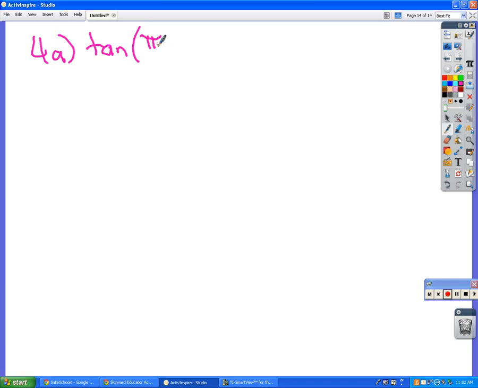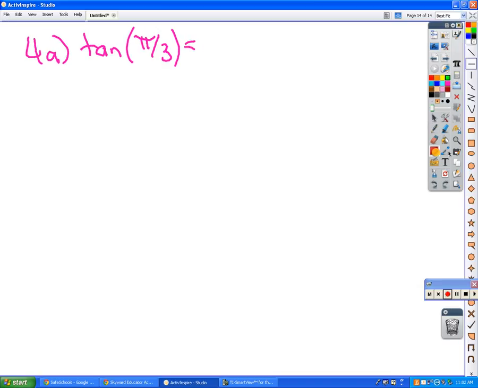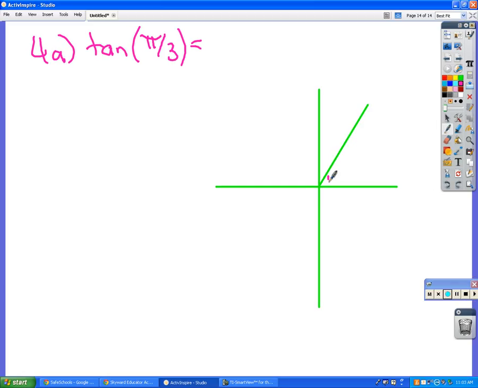We want to find the exact value of the tangent of pi over 3. Since it says exact value, that means you can't just put your calculator in radians and type that in. It'll give you some wacky decimal. You want the square root thing, okay? So I'm going to draw my reference triangle. Pi over 3 is how many degrees? 60, because 3 goes into 180 60 times, right? So I'm going to end up with a 60-degree angle right here.